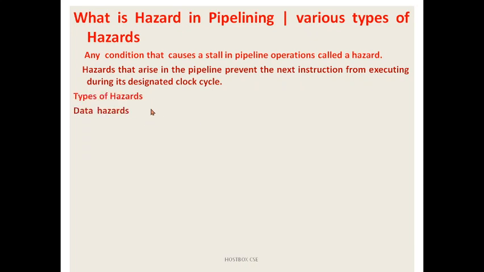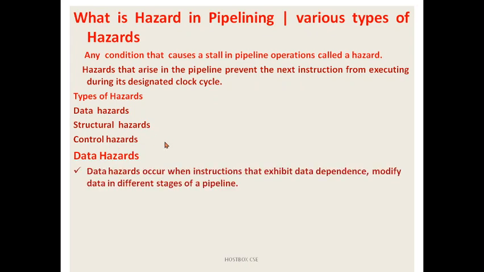Now, the types of hazards. There are 3 types: data hazards, structural hazards, and control hazards. In this session we are going to see the outlines and some examples. The remaining we will see in upcoming sessions one by one, elaborately, with possible real-time examples.